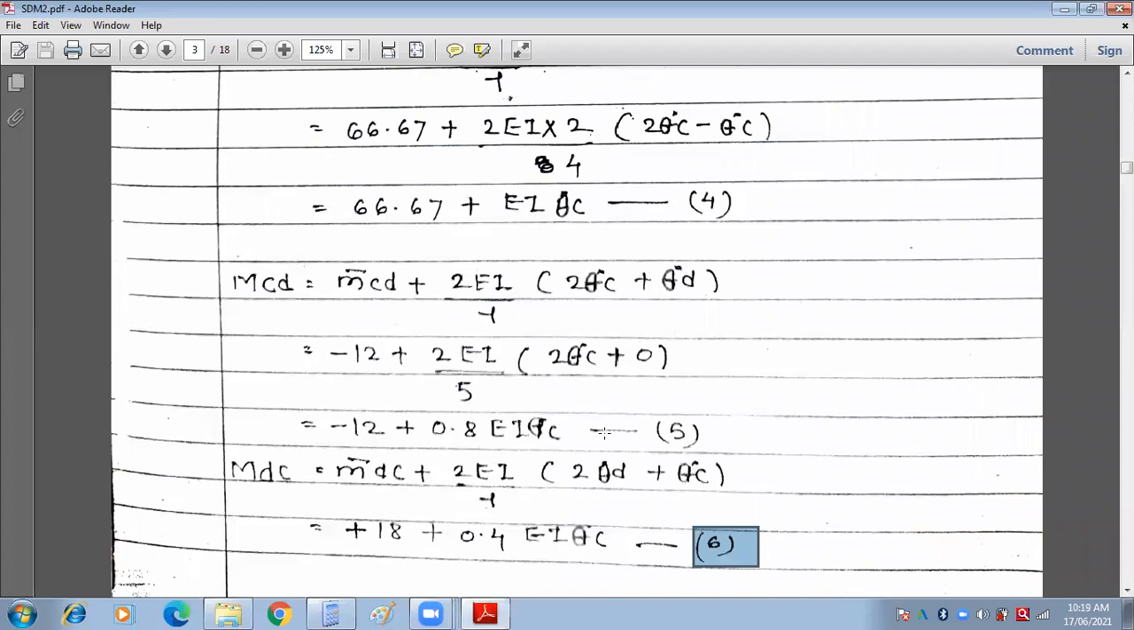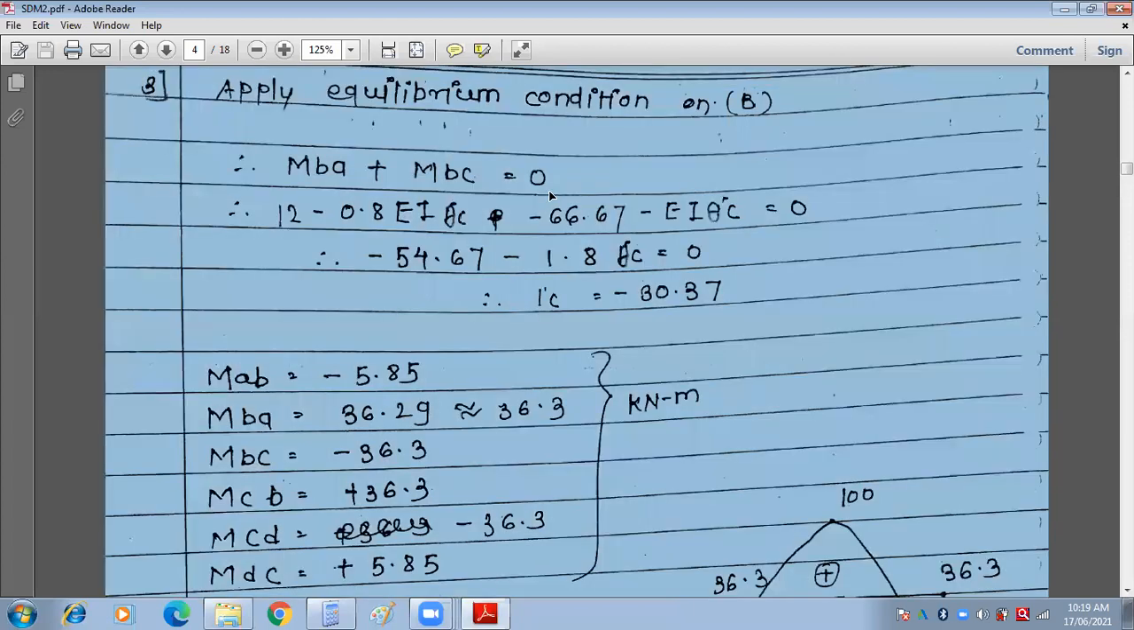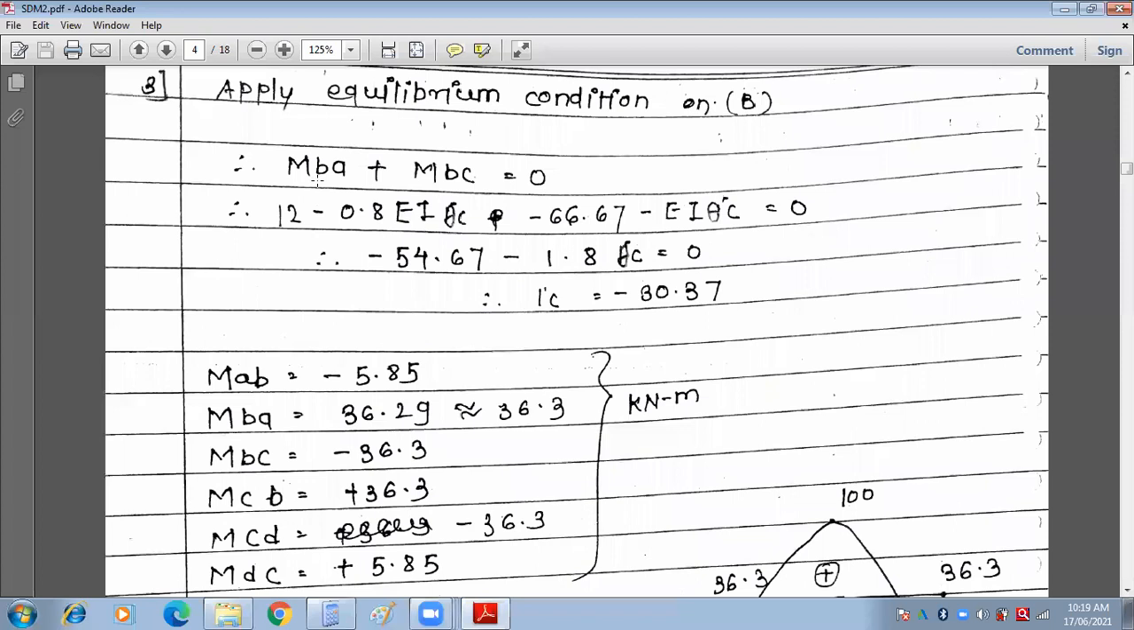Now once you have used the slope deflection equation, you have prepared the 6 equations. Now let us apply the equilibrium condition at joint B. At joint B, the sum of all moments must be equal to 0. Therefore, M AB plus M BC is equal to 0. Now here from the above equation, put the value of M BC is equal to 12 minus 0.8 EI theta C. And from the above equation, M AB is equal to minus 66.67 minus EI theta C.